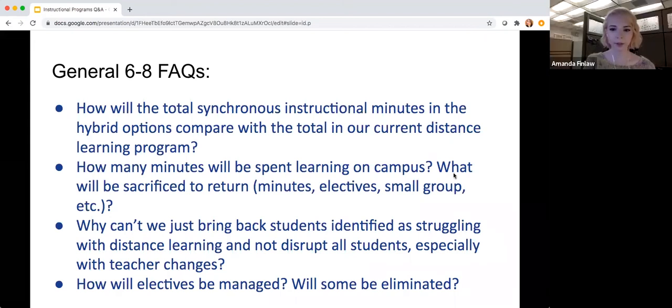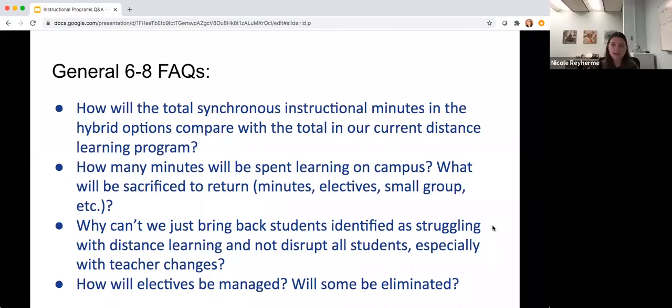How many minutes will be spent learning on campus, and what will be sacrificed to return minutes, elective, small group, or others? This will have some variety depending on the final model that we choose, but in total, we'll probably have about 6 hours and 40 minutes on campus per week for each student. What is sacrificed is that it does reduce the number of those synchronous minutes that we have with our students with our teachers currently on Zoom, because our teachers will be teaching the curriculum to 2 groups of students. There will be more asynchronous work in that time.